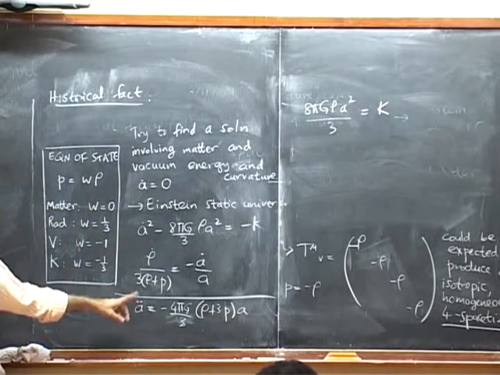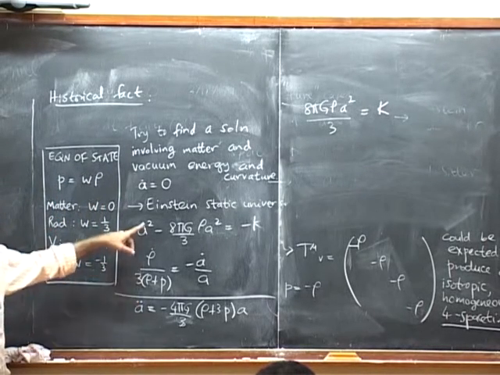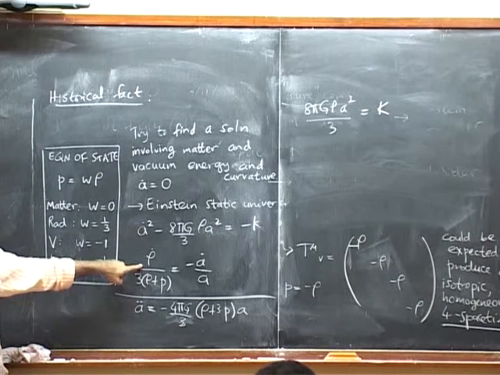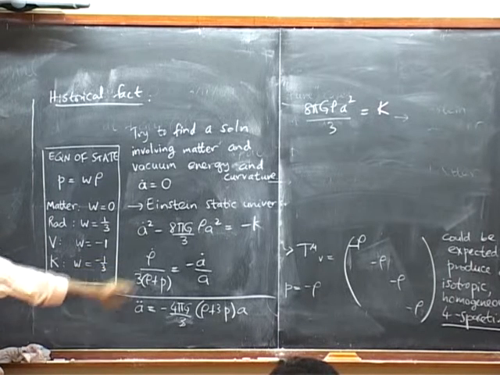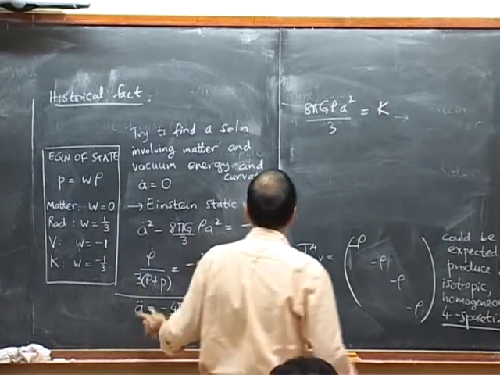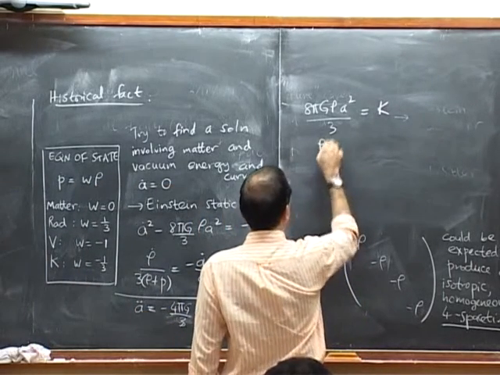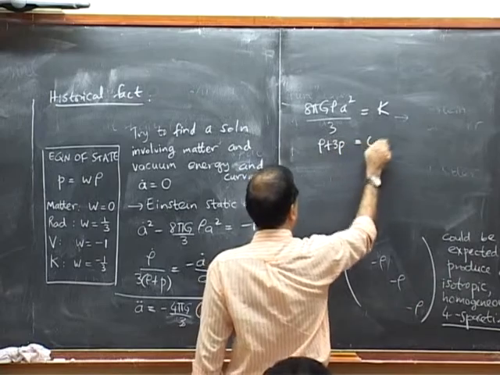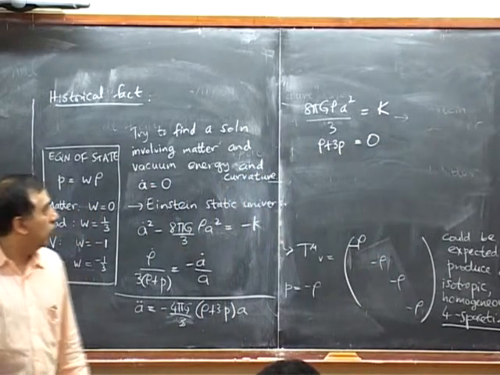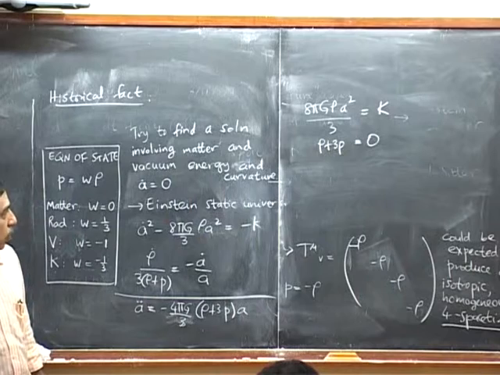Okay, I hope you remember the structure of the equations. Initially we got this and this. Then by doing some manipulation between the two, we were able to extract this one, which is very useful. So this is one equation, and the other one for constant a is simply that rho plus 3p equals 0. So how can rho plus 3p be 0?